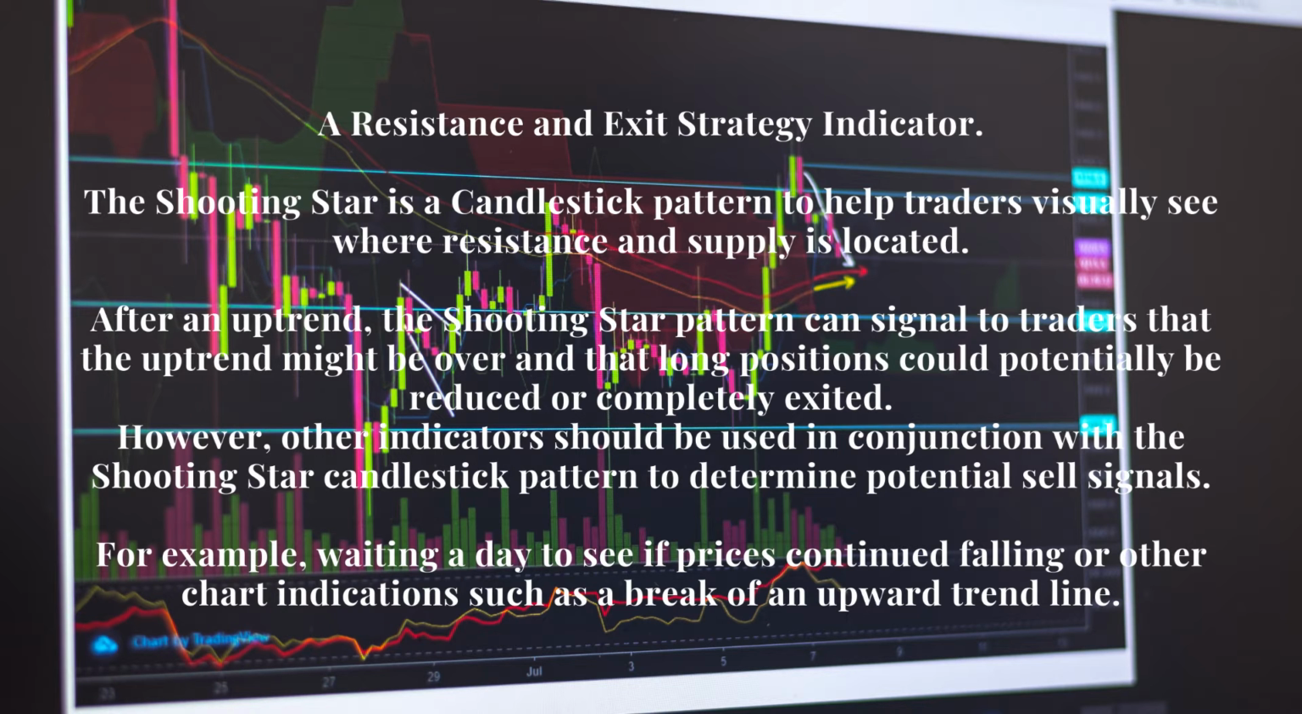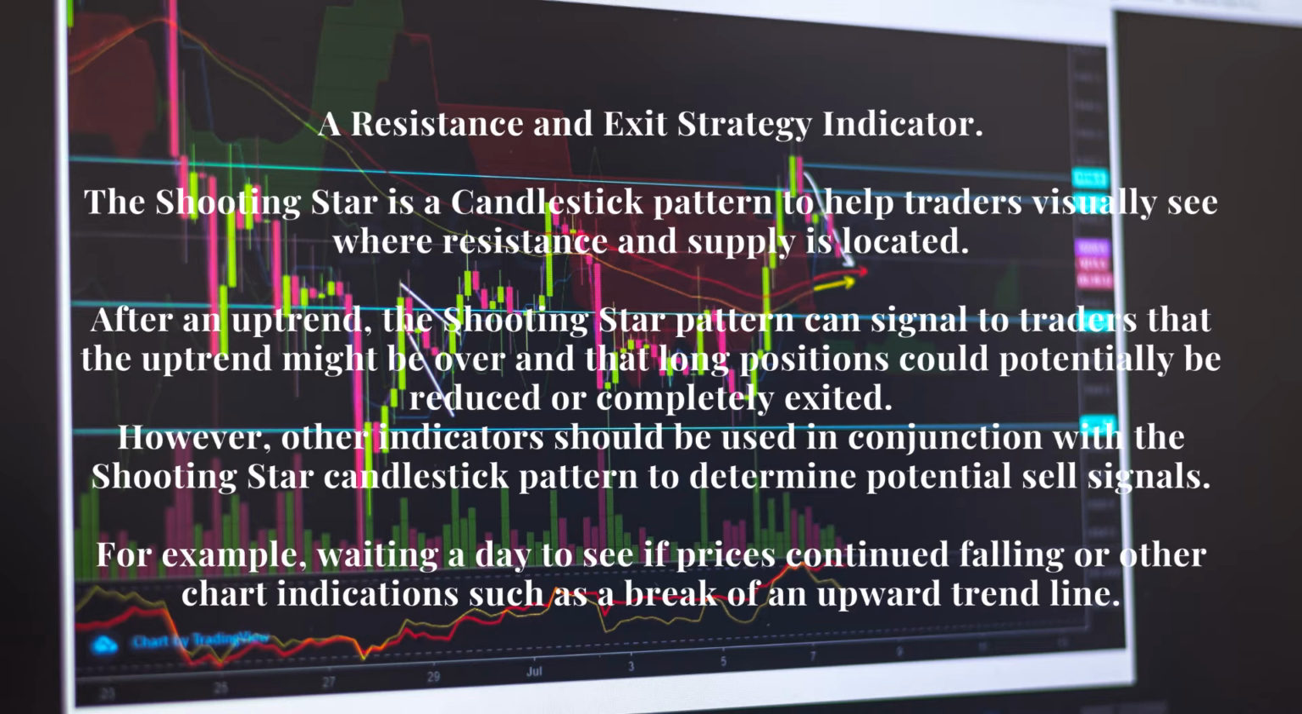A resistance and exit strategy indicator. The shooting star is a candlestick pattern to help traders visually see where resistance and supply is located. After an uptrend, the shooting star pattern can signal to traders that the uptrend might be over and that long positions could potentially be reduced or completely exited.